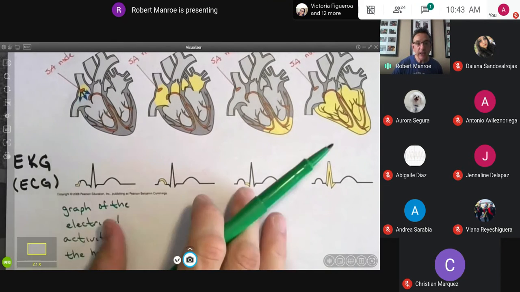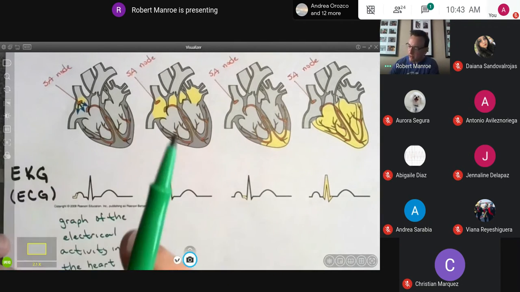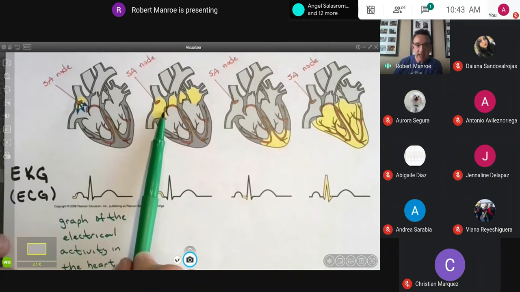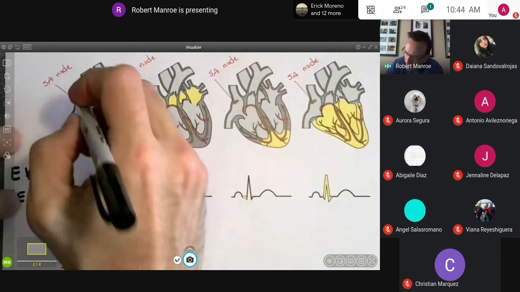Now you see how that impulse slowly propagates. It's really not very fast. It slowly propagates across the surface of the atria. So the top half of the heart contracts right to left and squeezes. However, once that impulse hits this little piece of tissue, what's that piece of tissue? That's the AV node.